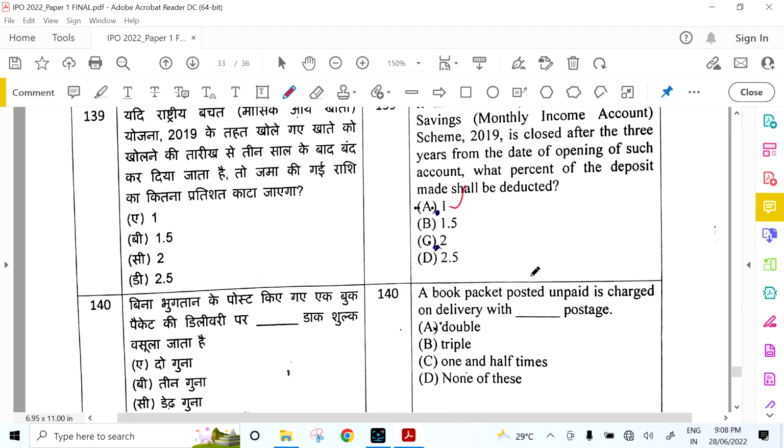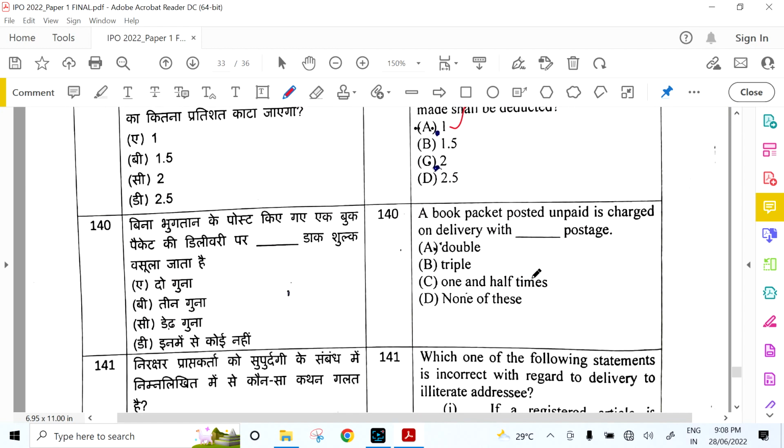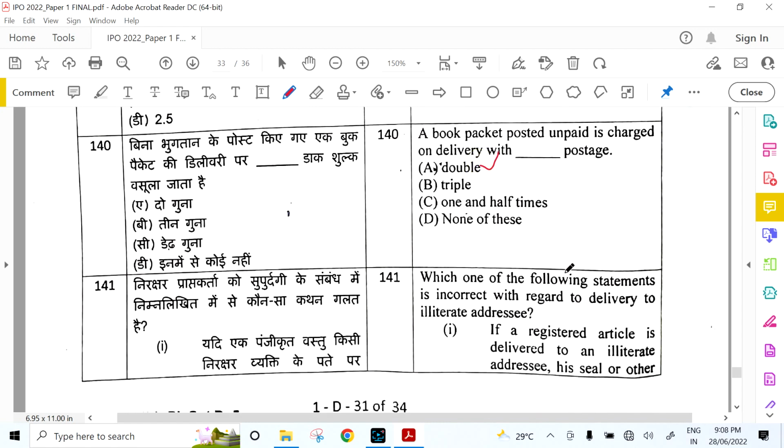If it is after 1 year, 2%. Near to 1 to 3 years it is 2%. After 3 years it is 1%. A book packet posted unpaid is charged on delivery with the postage of. It is Rule 119 of PO Guide Part 1. It is double the postage.